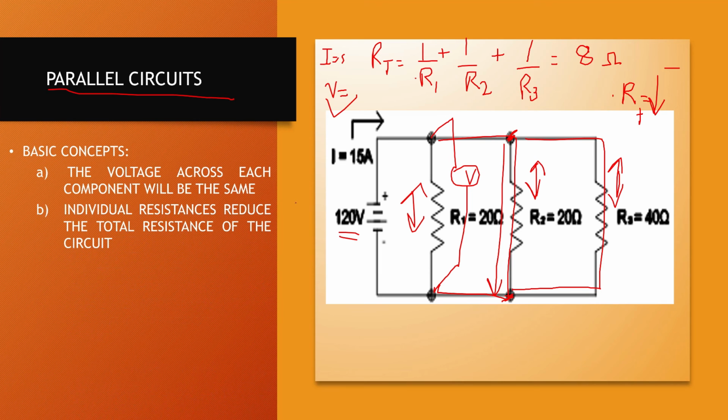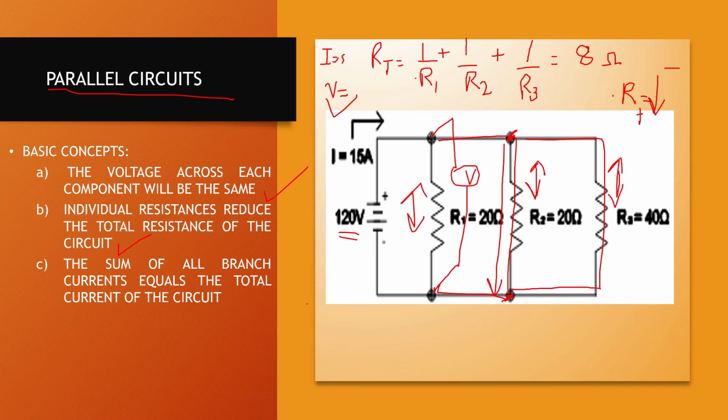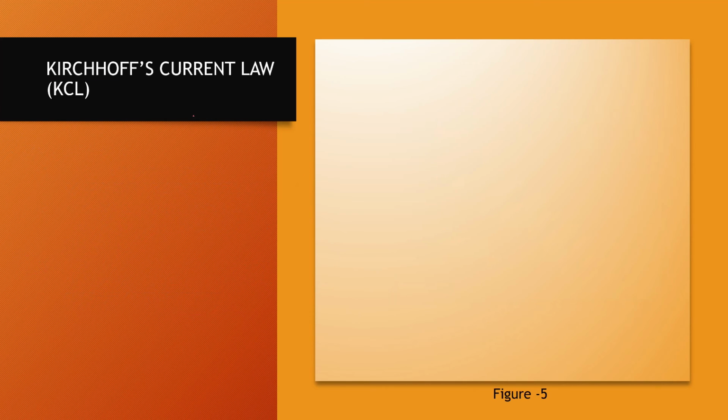So this is what I have highlighted over here. We discussed this, and now we need to understand this point, that the sum of all the branch currents is equal to the total current of the circuit. So you see, when you have your R total over here equal to 8 ohms, and you use Ohm's law, V divided by R, you get 120 divided by 8, which comes to 15 amperes. So 15 amperes is flowing in this circuit, and this is basically a KCL, which we'll see in the next slide, what this point is trying to highlight.